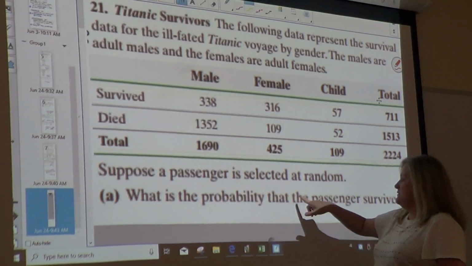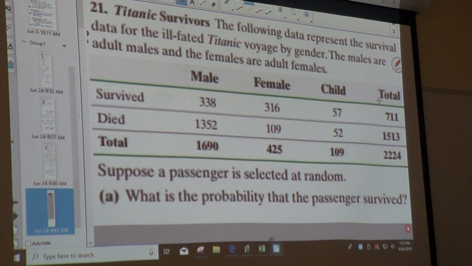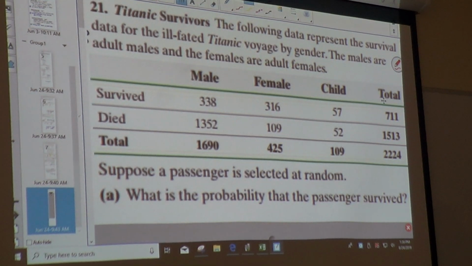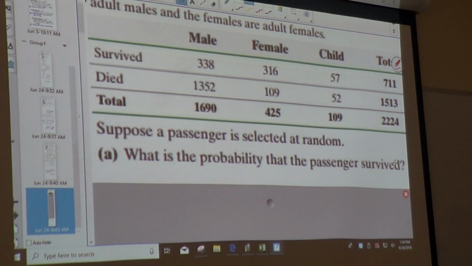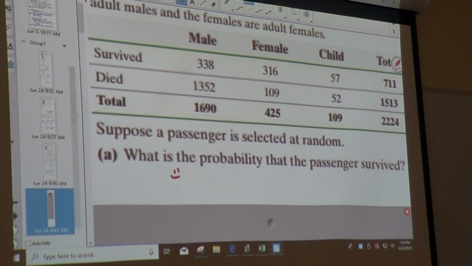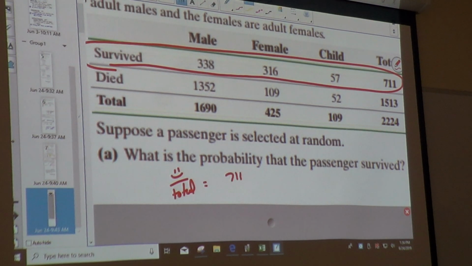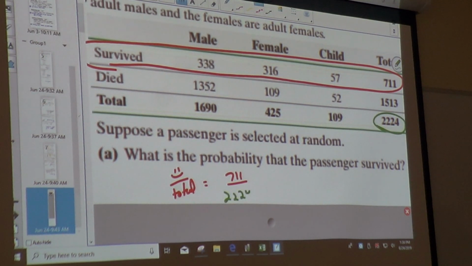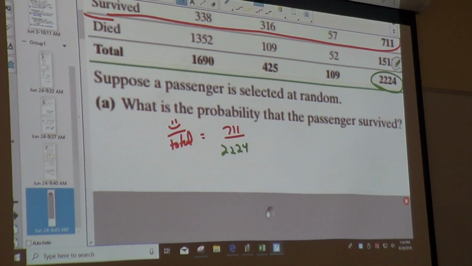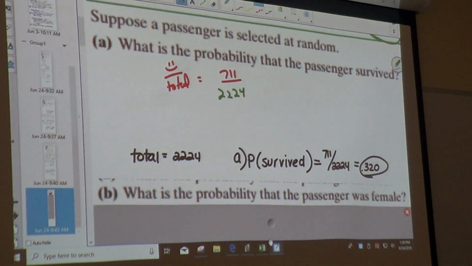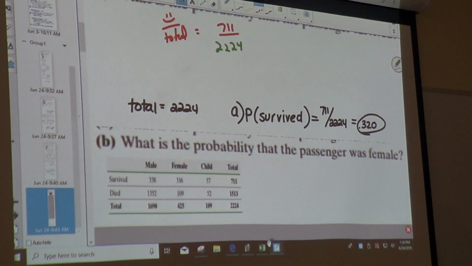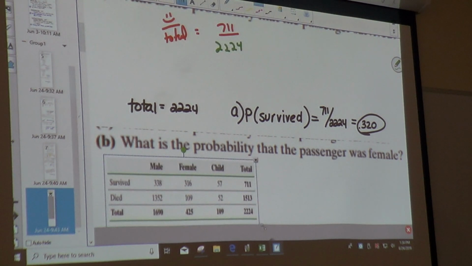What is the probability that a passenger survived? Survived is going to be 711 over 2224. Go with me? That one's pretty easy, right? All right, and then I wrote it out kind of for you.